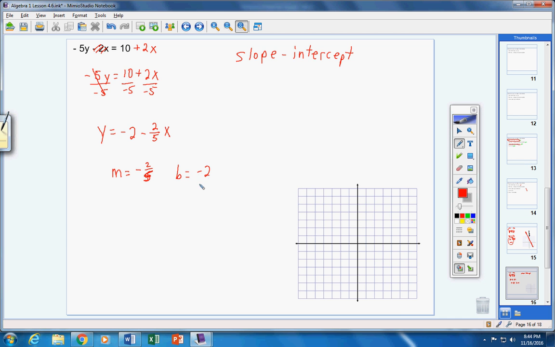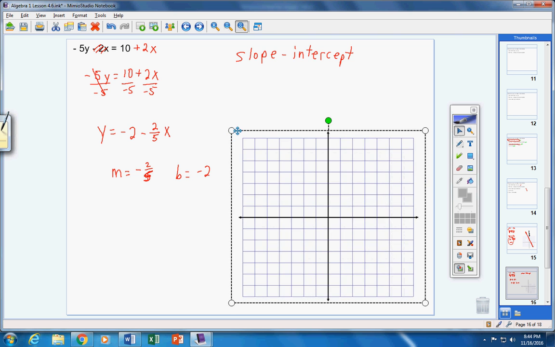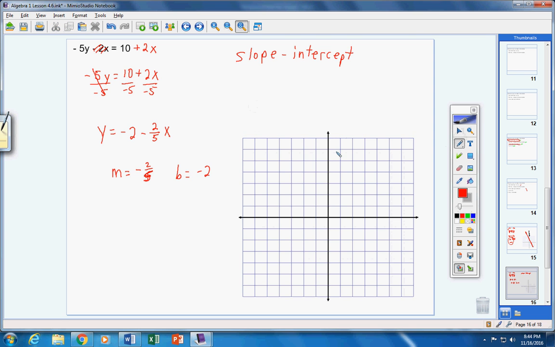There we go. Now step 2 says to pick up your y-intercept and put it on the y-axis. So here we go. The y-intercept is negative 2. Here's the y-axis. Go to negative 2 and put your point. Now from that point we're going to rise and run. Now let's put our negative in the bottom this time, okay?